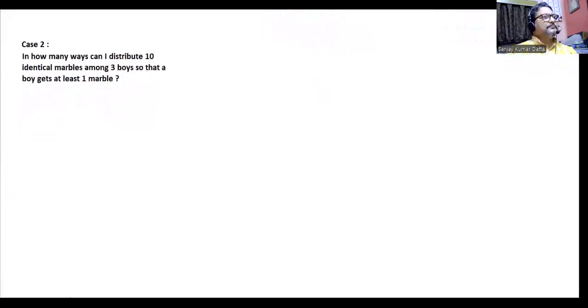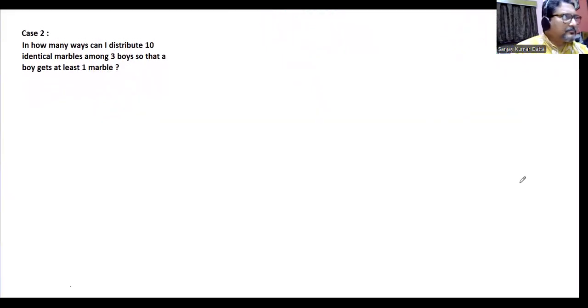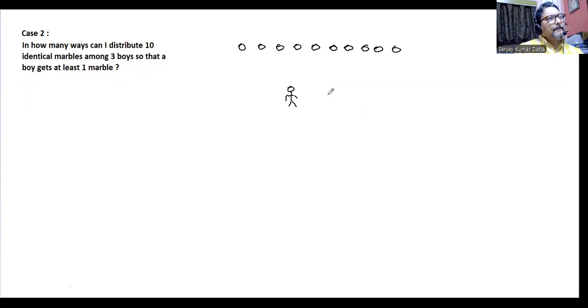The next question. The next case, rather. In how many ways can I distribute 10 identical marbles among 3 boys? So those 10 identical marbles are still there, 1, 2, 3, 4, 5. And these 3 boys are still there. The boys are A, B, C. This time the criteria is a boy gets at least 1 marble. Now what does at least 1 mean?